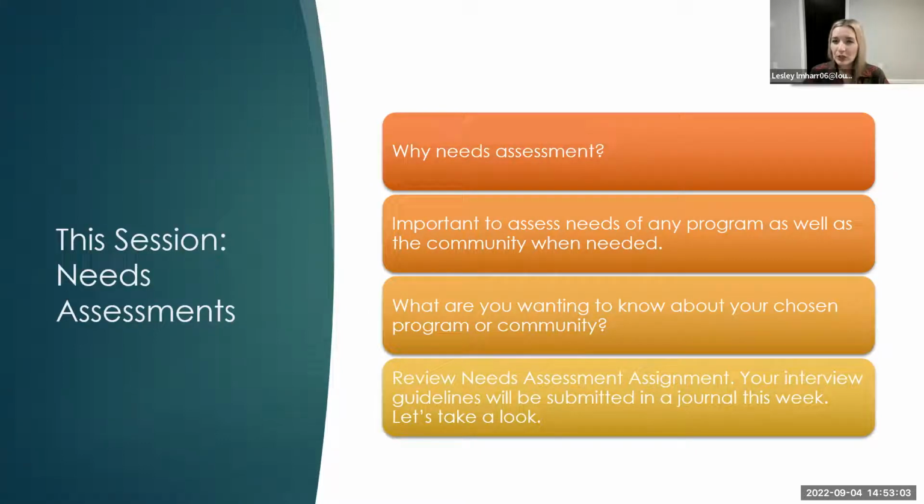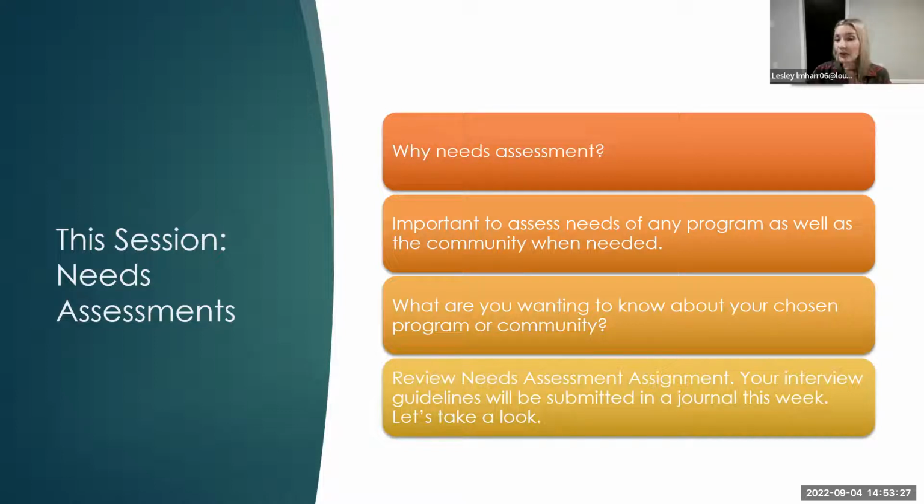So why do we do needs assessment? We do them because we really need to understand how to develop an intervention that will adequately address the organization or program's need. So it's important to assess needs at any program as well as the community when needed. So what are you wanting to know about your chosen program or community?